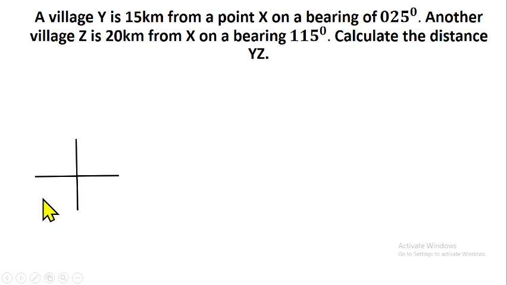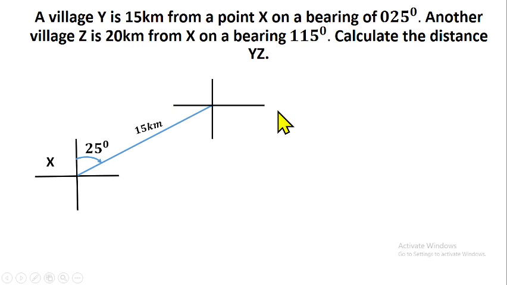So if I draw my cardinal point to represent point X, then this bearing will fall around here, because this is a 3-digit bearing. It's going to fall from the north around here. So I will draw a straight line to represent the bearing. Then we have been given the distance, which is 15 kilometers, and the bearing is from the north to this line, 25 degrees. Then at this point, I will put another cardinal point to represent the village Y, and I will label it village Y.